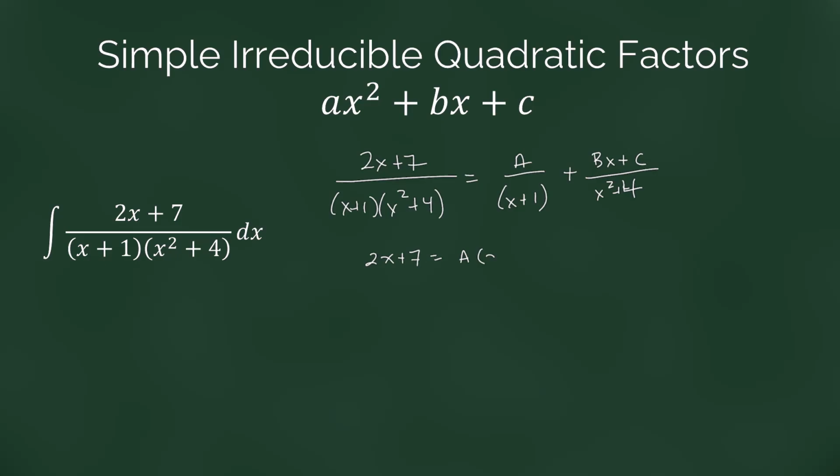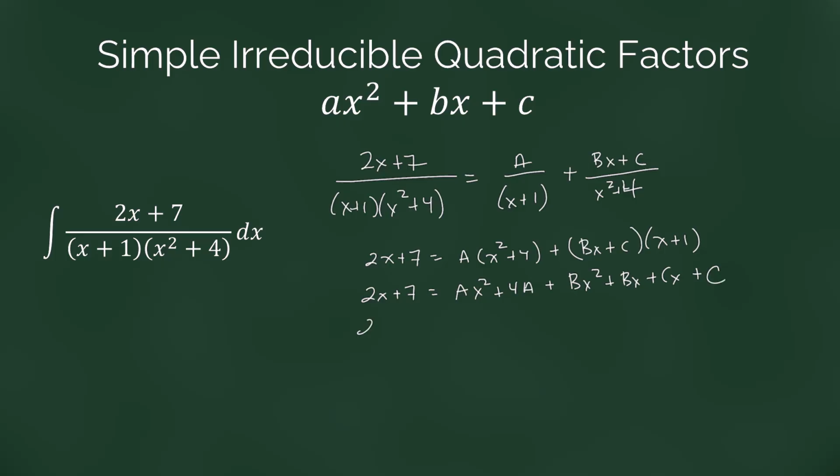And that's going to give us 2x plus 7 equals A times (x squared plus 4), because the x plus 1s will cancel, and then plus (Bx plus C) times (x plus 1). Now we can multiply things out, so we get 2x plus 7 is equal to Ax squared plus 4A plus Bx squared plus Bx plus Cx plus C.